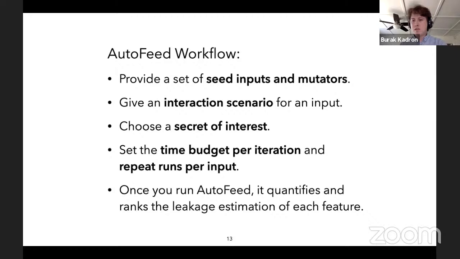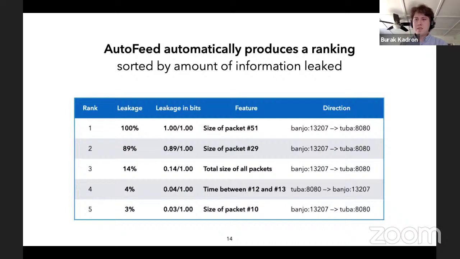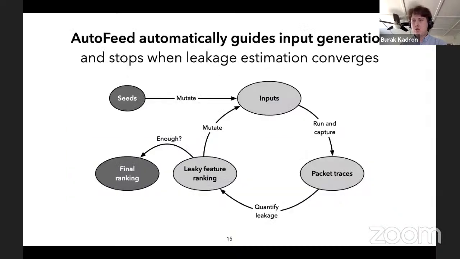And once the user runs Autofeed, it quantifies and ranks the leakage estimation of each feature, meaning that for each feature, it's going to say how many bits it leaks using Shannon entropy for a set of features using the size of packets and timing of packets. And it also automatically guides the input generation starting from a small seed and mutators, generating more inputs, running those inputs, generating a feature ranking, and guiding the input generation until the leakage estimation converges.